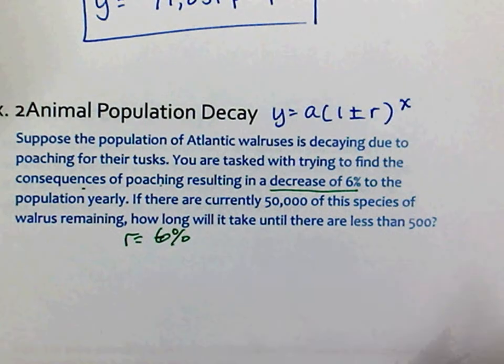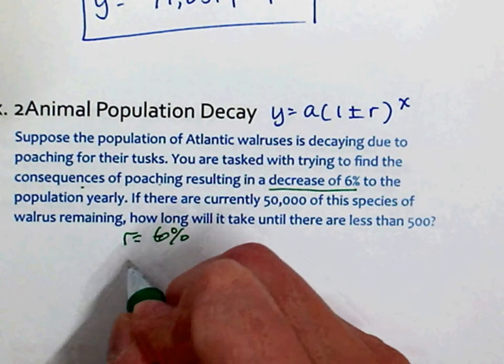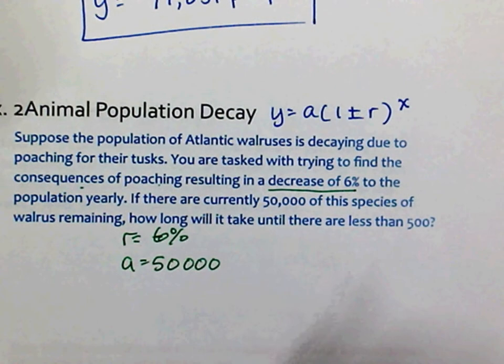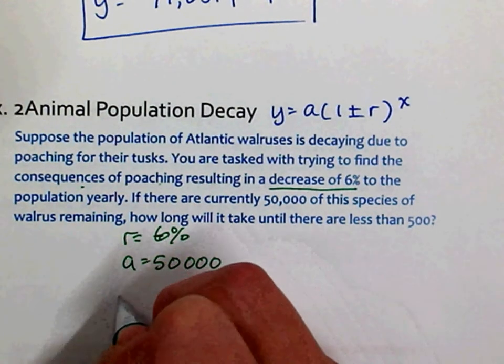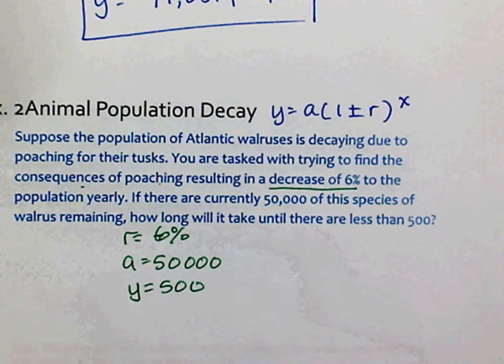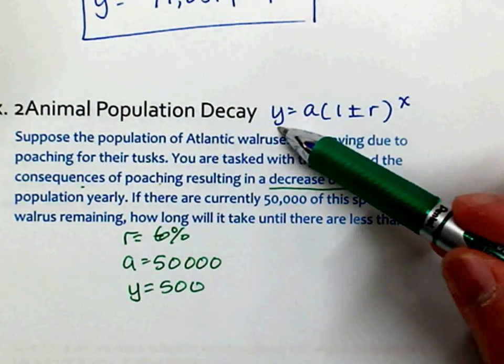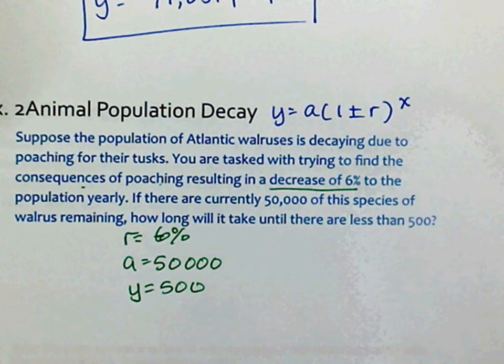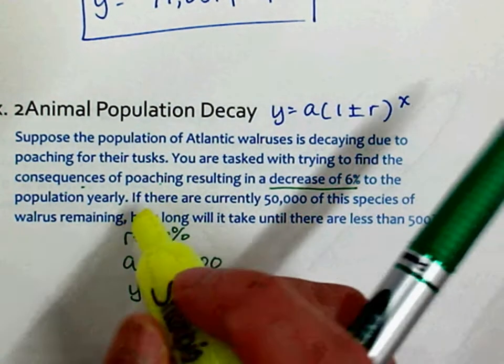If there are currently 50,000, so that's what I'm starting with, of this species of walruses remaining, how long will it take until there are less than 500? So your Y is 500. Do you guys see that? So I got my Y, I got my A, I have my R. The question says, how long? Okay? So we got to go solve for x.